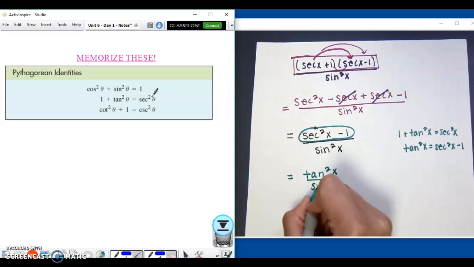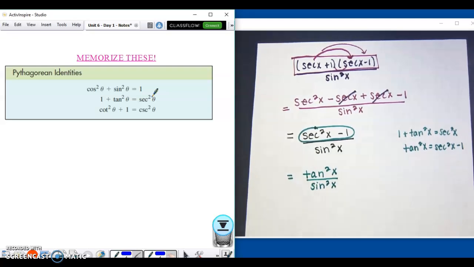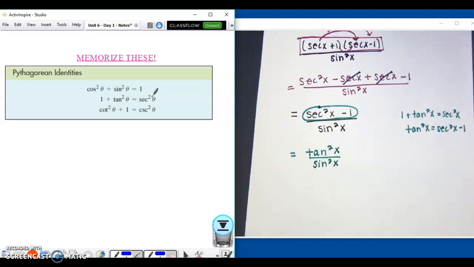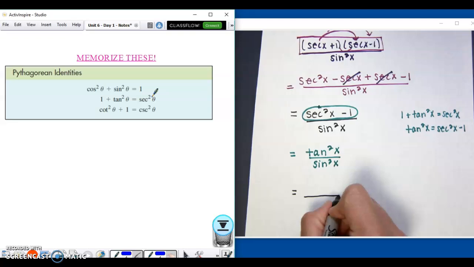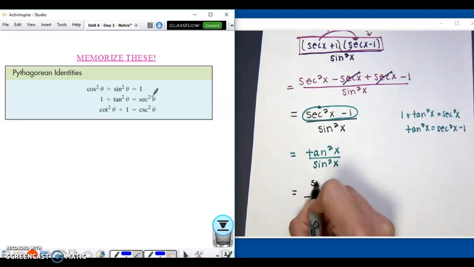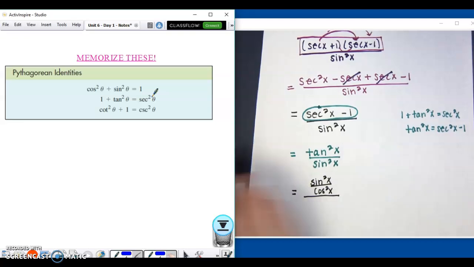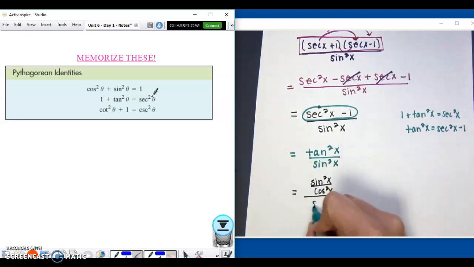And then we still have the same denominator here. Okay, so from here, this is back to problems like the warm-up. We want to write everything in terms of either sine or cosine. So we know tangent is sine over cosine. Because it has a squared, you're going to write sine squared x over cosine squared x. And then we still have the same denominator.